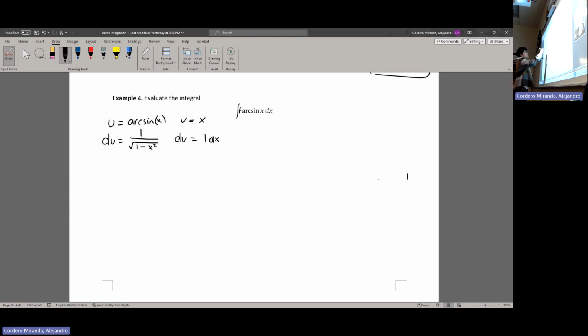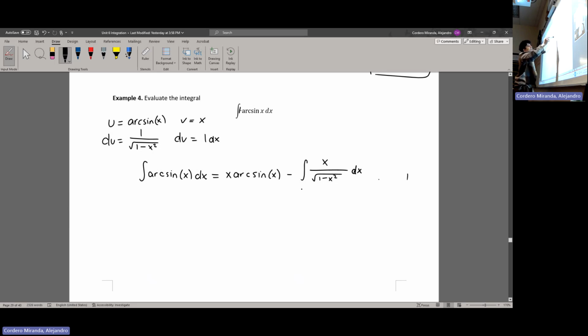Well, watch this. This is going to be integral of arc sine of x dx is equal to, okay, uv, x arc sine of x, minus integral of v du. All right, cool. And now look at this one right here that I'm highlighting.